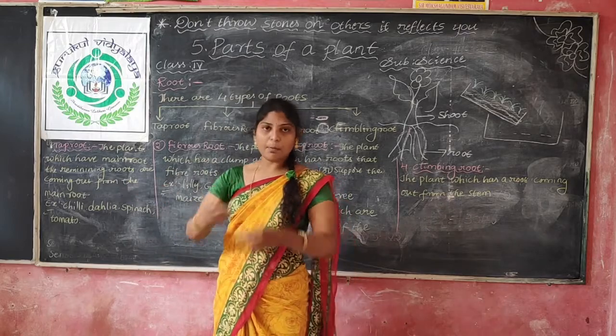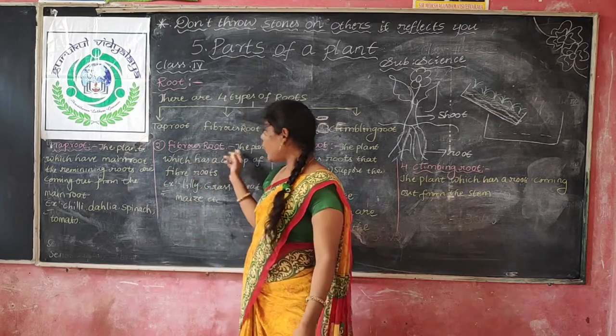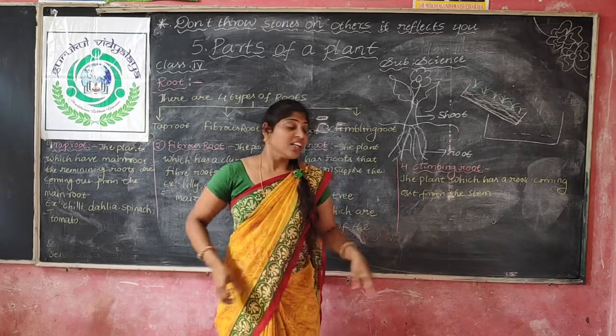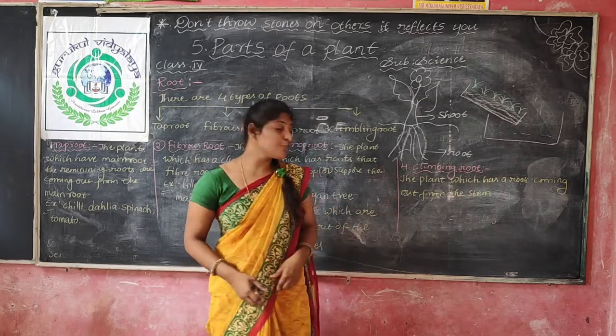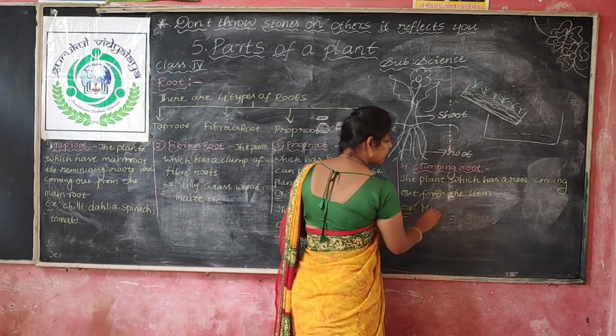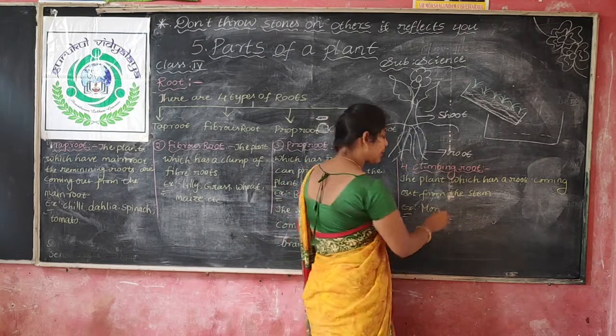And tap root means the main root. And fibrous root means there is a clump of fiber-like roots. These are the four different types of roots. And what are the examples here? Money plant and betel plant.